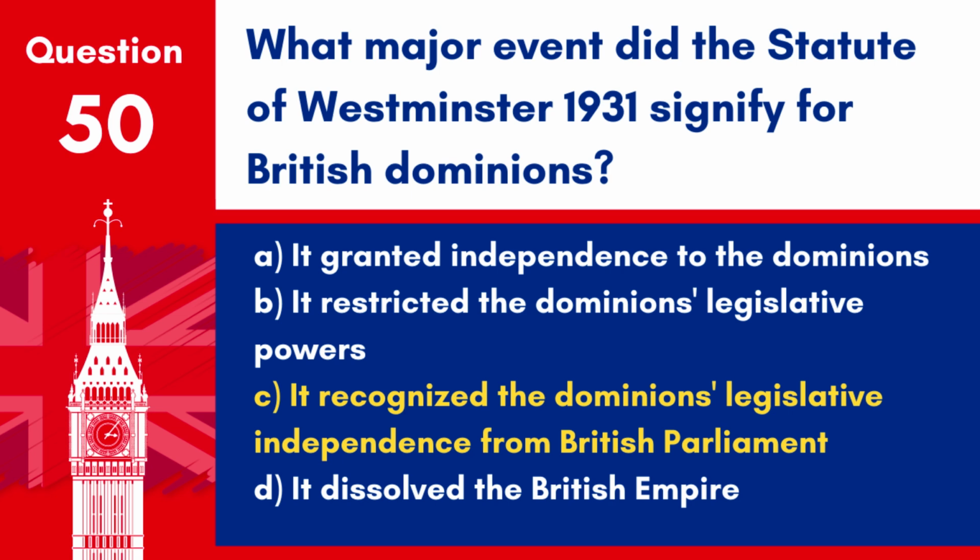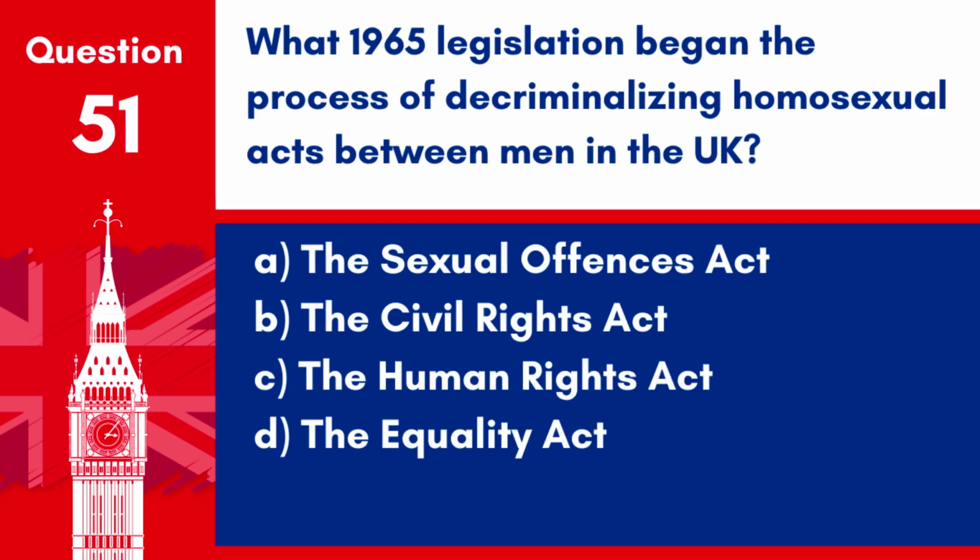Answer C. It recognised the dominions' legislative independence from British Parliament. The Statute of Westminster 1931 was a major event that signified the legislative independence of the British dominions from the British Parliament. Question 51. What 1965 legislation began the process of decriminalising homosexual acts between men in the UK?